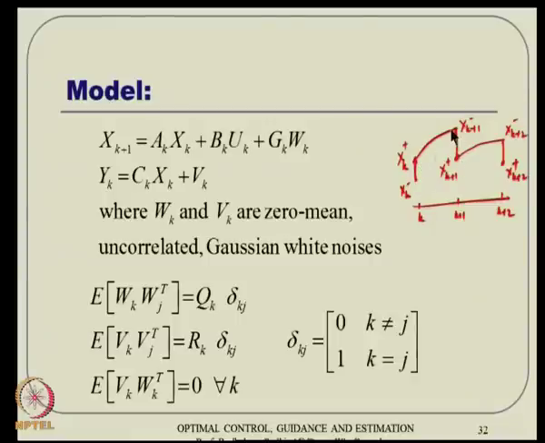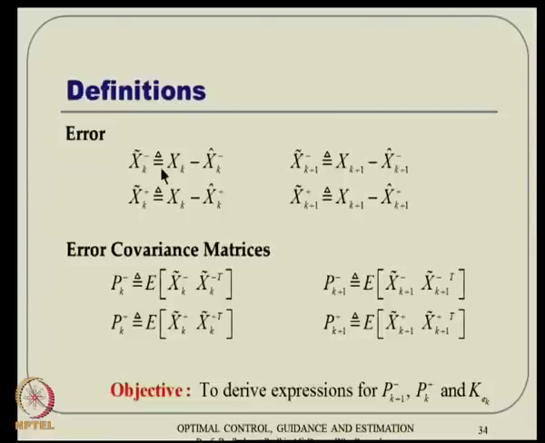Then I have to define 4 error quantities. The first error quantity is x k tilde minus, which is x k minus x k hat minus, and similarly x k tilde plus, which is x k minus x k hat plus. Similarly, you can define these at time step k plus 1.